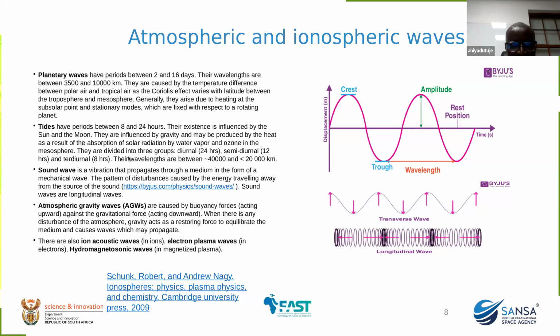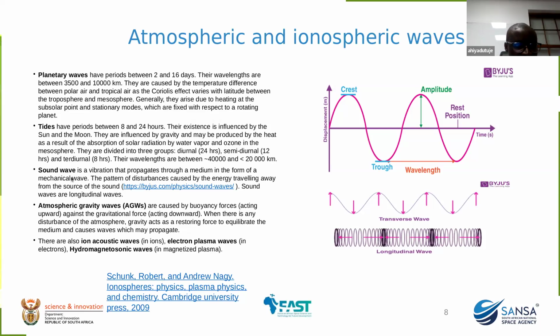They have three types: semi-diurnal, diurnal, and terdiurnal, depending on their periods. Their wavelengths are between 40,000 and 20 kilometers. So they have a very long wavelength.